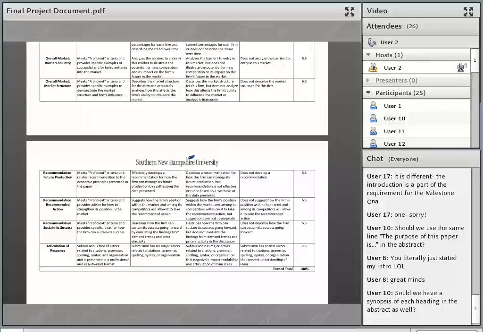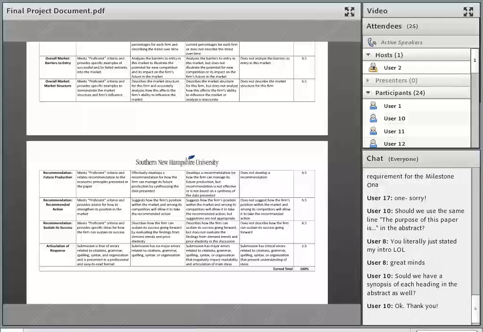learn. So Connie asks if we should have a synopsis of each heading in the abstract as well. No, it's just going to be one paragraph, Connie. Real simple. A couple sentences describing what the paper is going to do. Yep. And what conclusions it comes to. No problem.